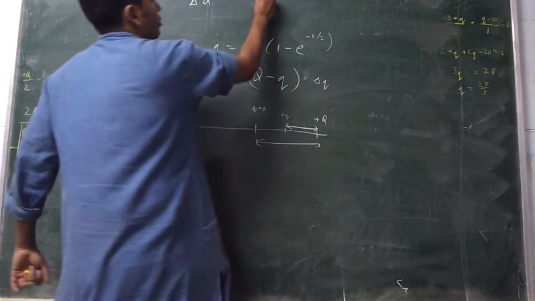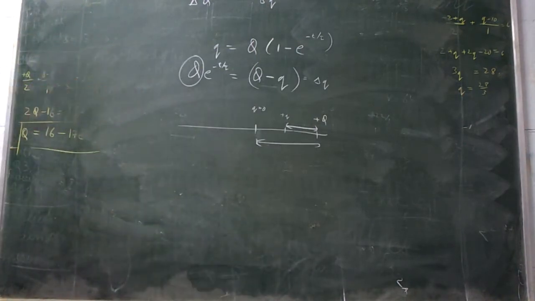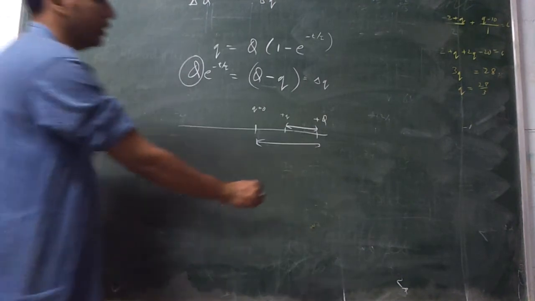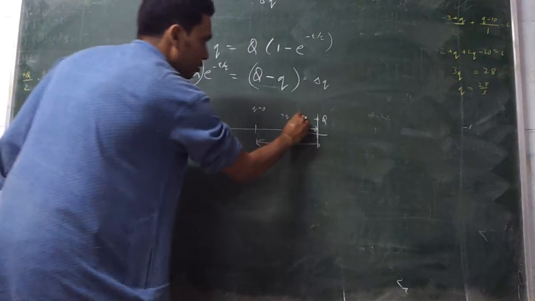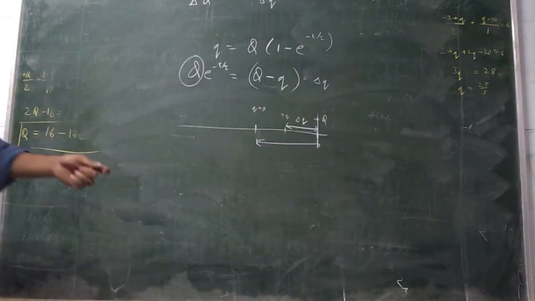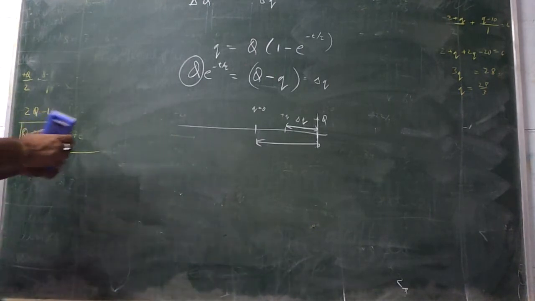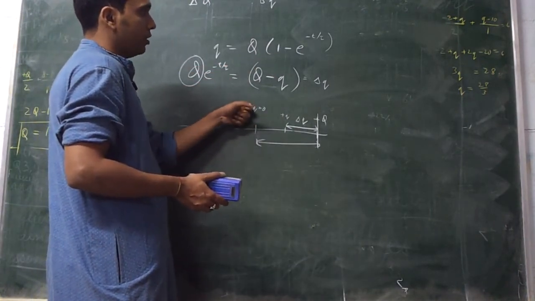And small delta q is, at any time when it is at a certain position q, still how much distance is remaining to go to reach the equilibrium position, the mean position. So still this much is remaining to go. That is delta q at any time t. So this is the equation.